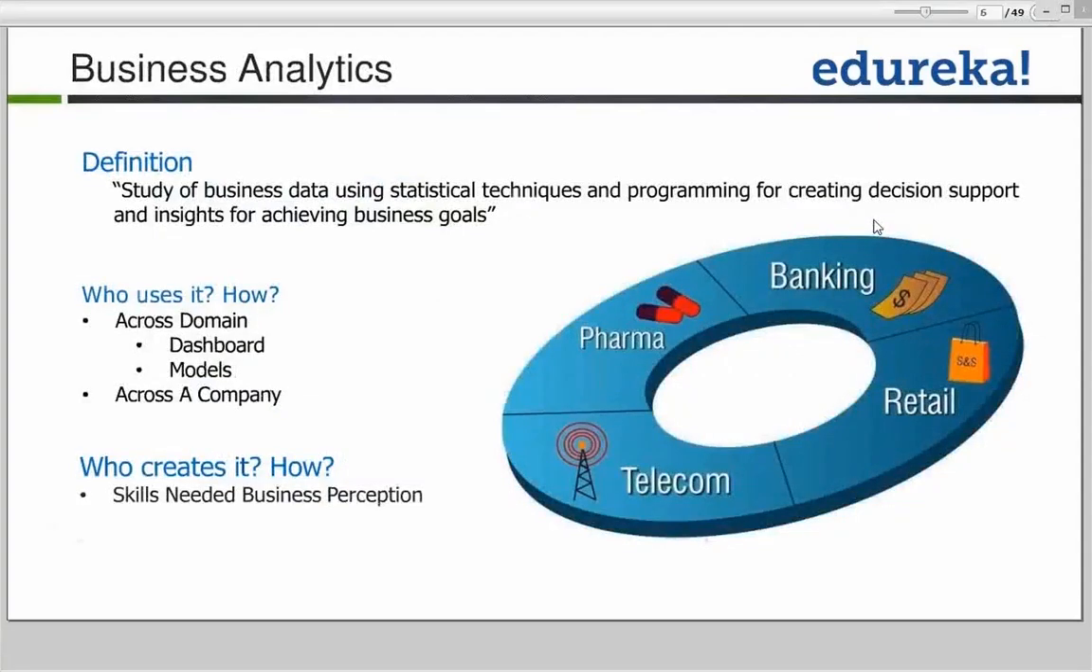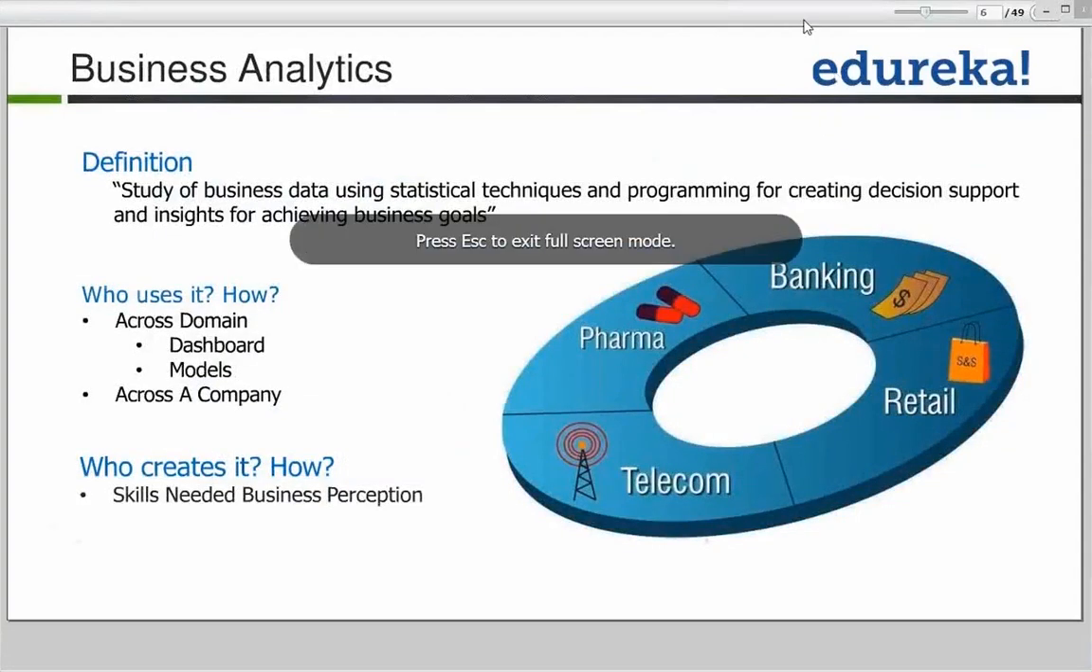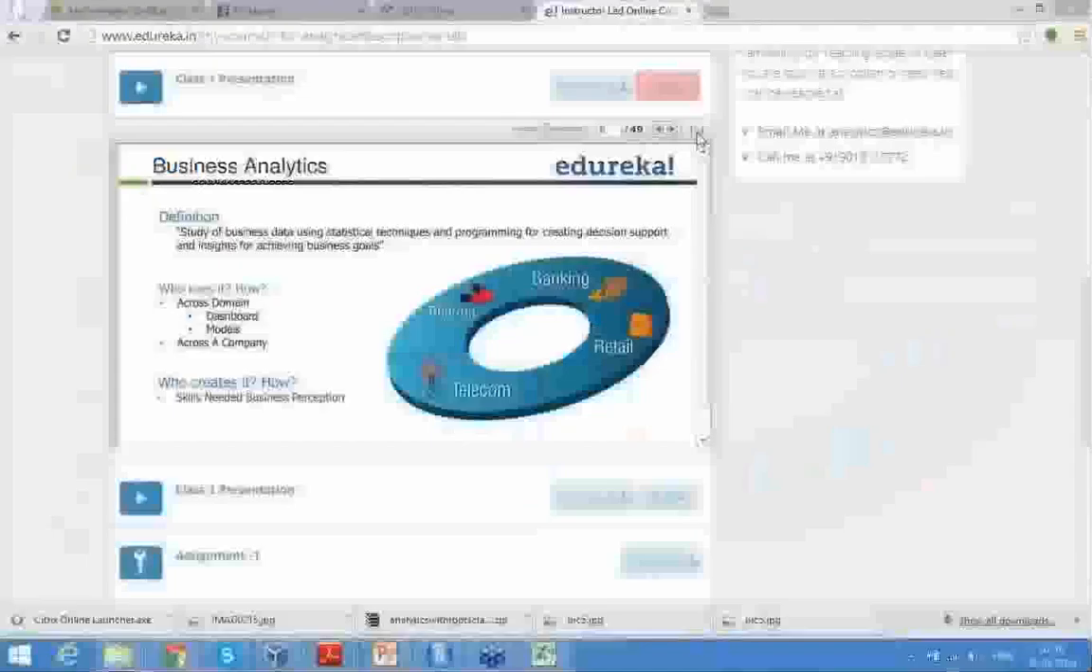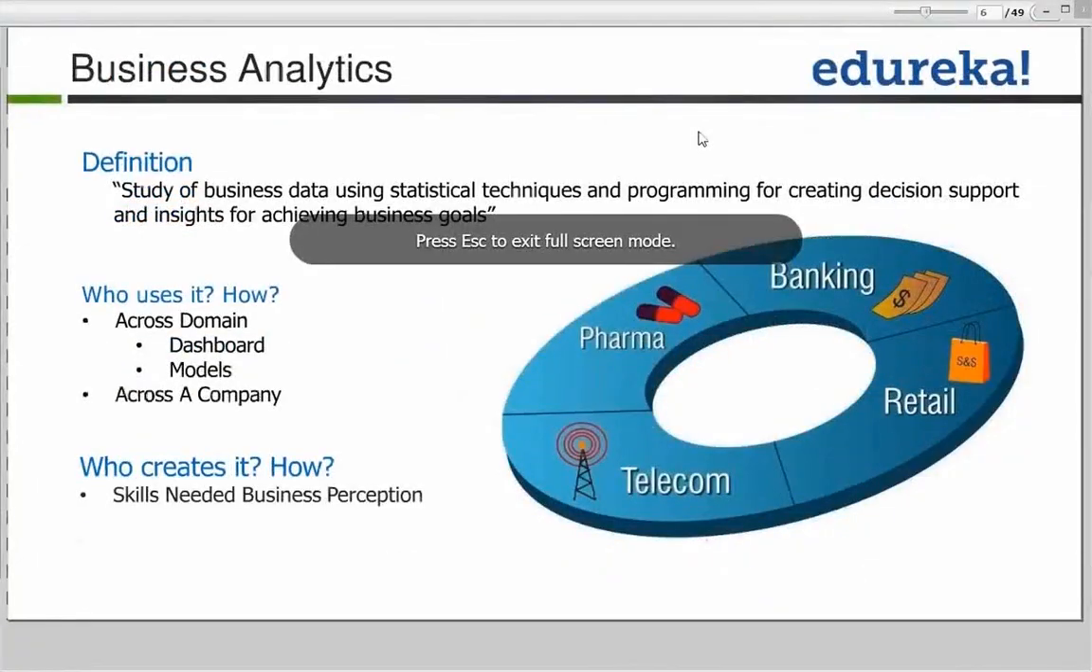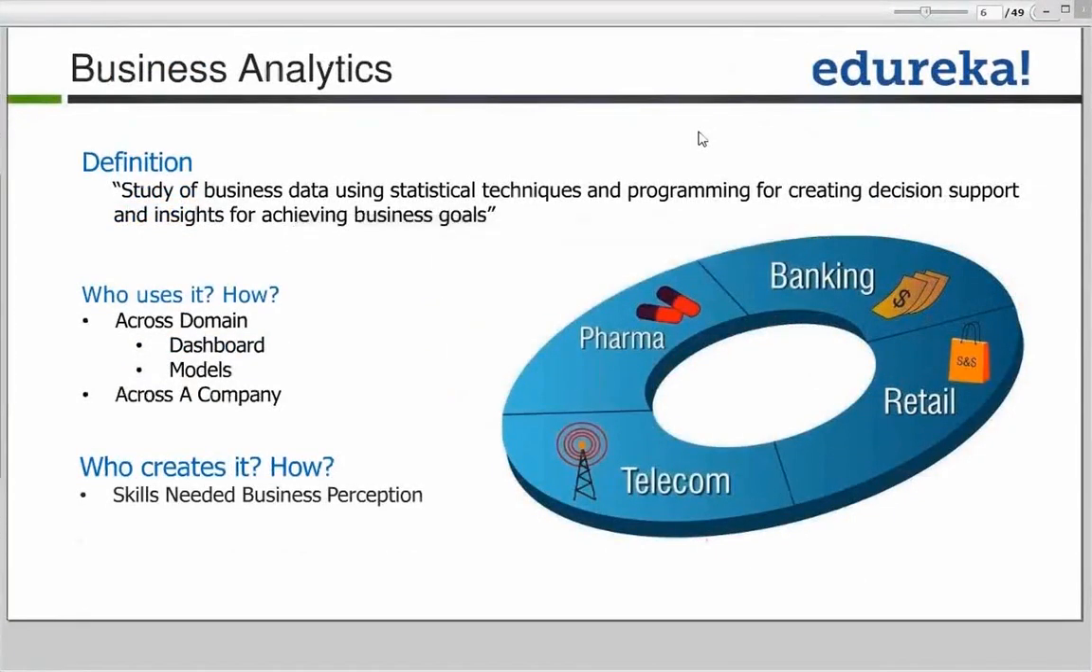So what is business analytics? If I look at the definition which is provided here, it tells me: study of business data using statistical techniques and programming for creating decision support and insights for achieving business goals. But if you look at this definition in parts, one is it involves study of data and business data. So we all understand that.